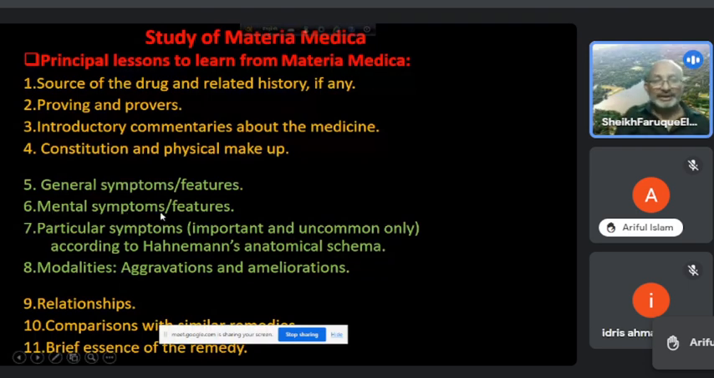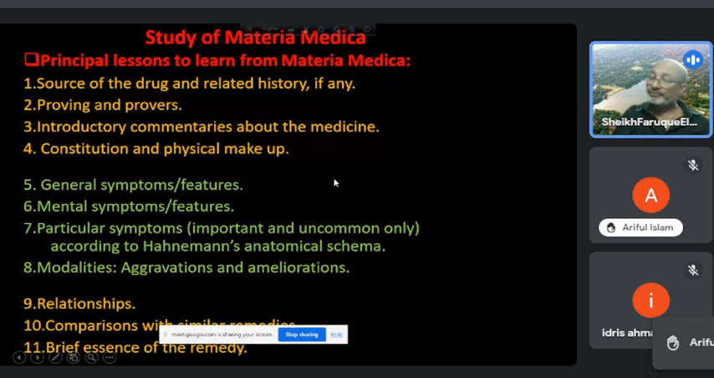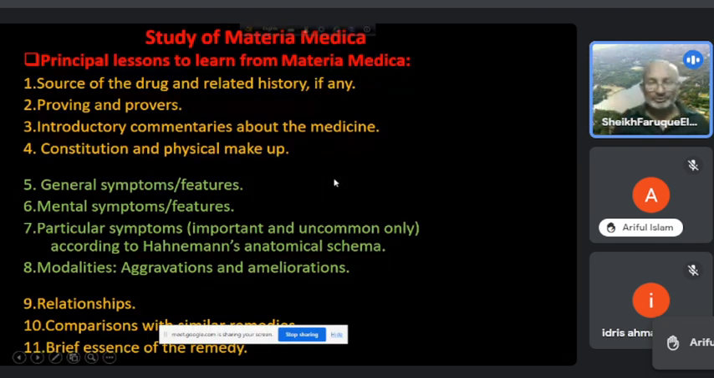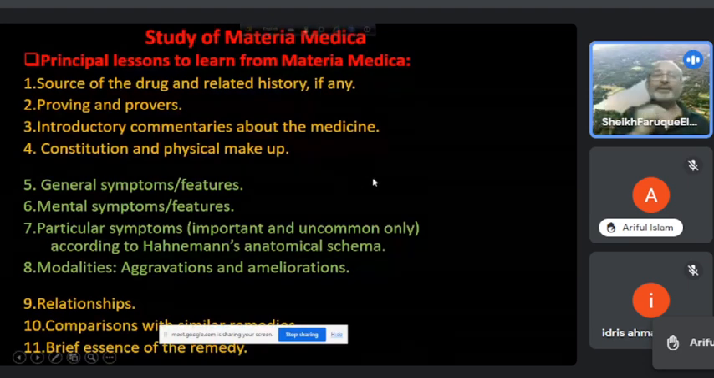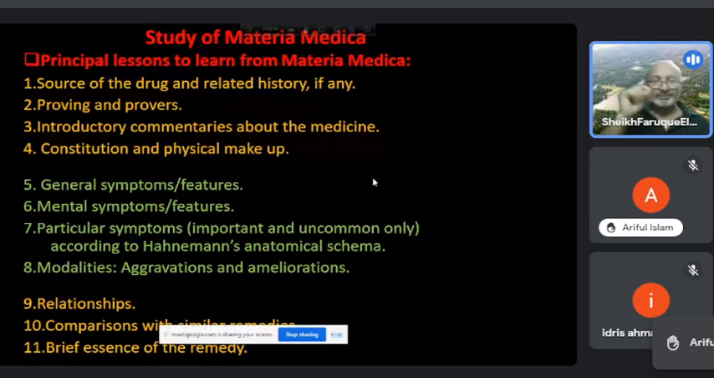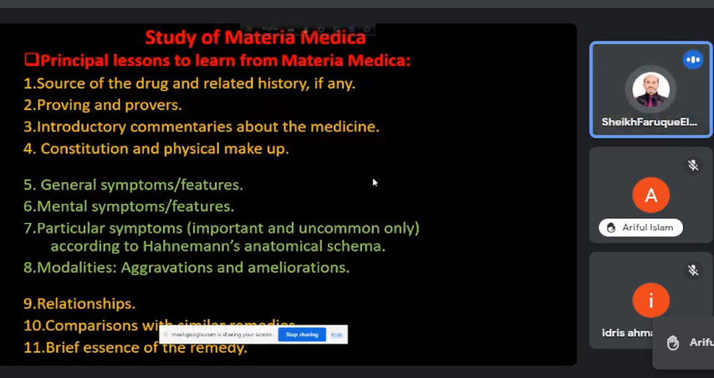Then you should study all the mental symptoms. You will find them in most of the books. But in some books you don't find much, like in Boericke, you find little mental symptoms, not much. But in other books you find more mental symptoms. So if you find that in Boericke he gave only a few mental symptoms, you try to find the mental from other books and correlate your information.